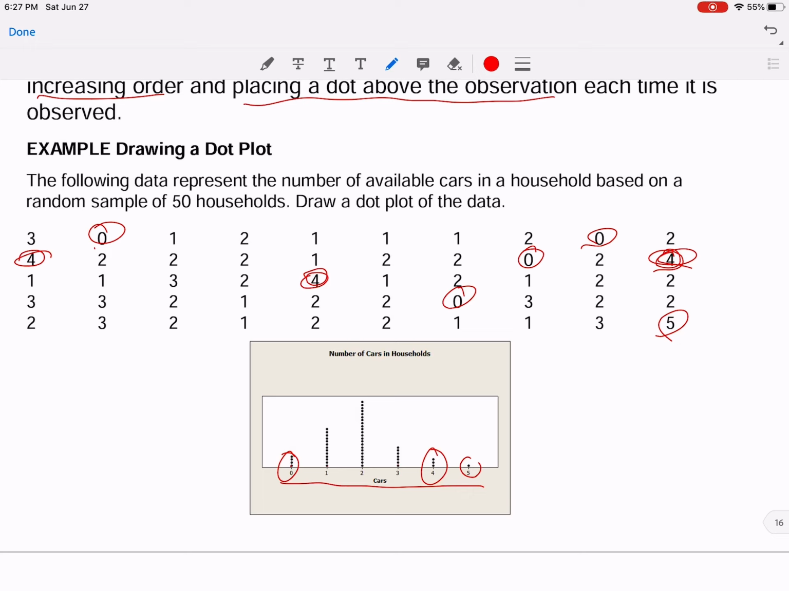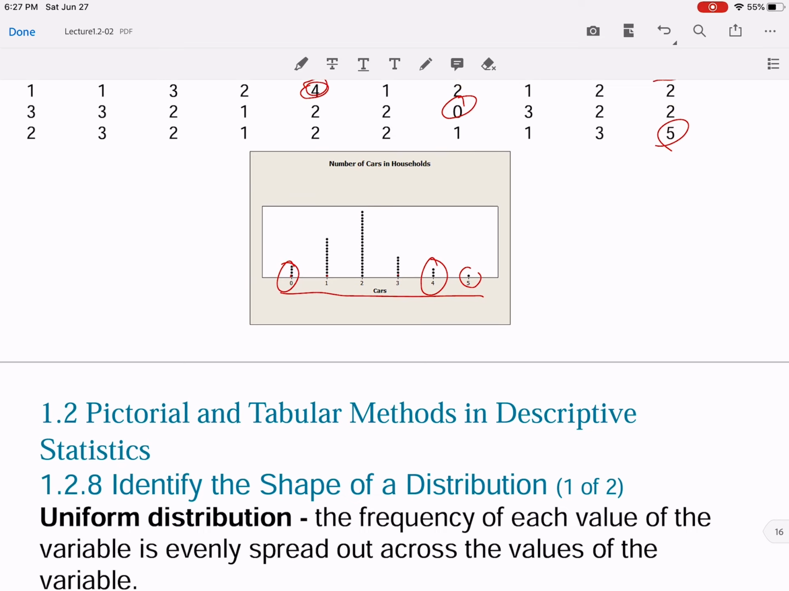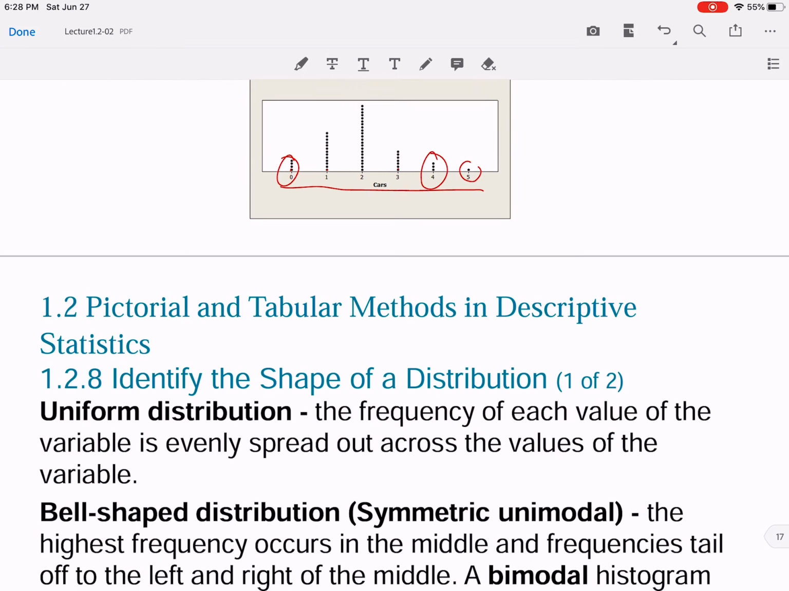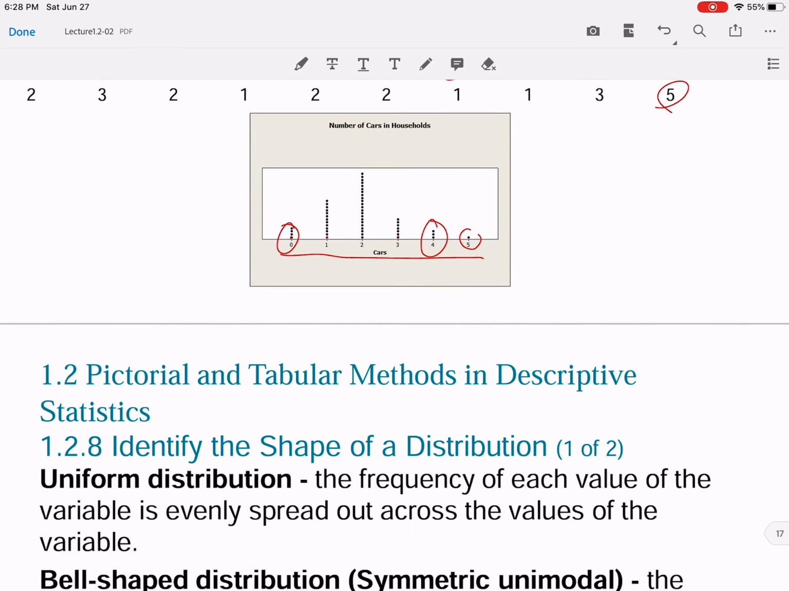And that's pretty much how we draw a dot plot. And I think that's quite straightforward. So basically, if you want to draw a dot plot, just put all the different observations on the horizontal axis, and each time the observation is observed, you put a dot above the observation. All right, that's pretty much all about the dot plot.